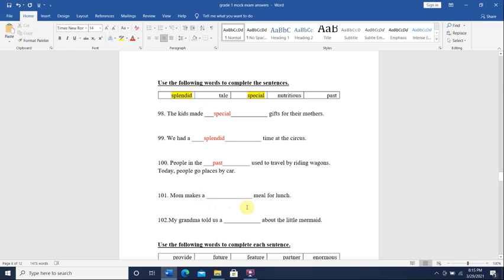Mom makes a blank meal for lunch. Mom makes a nutritious. Okay, in the exam, you will either find a word that suits from the box or a sentence that gives you an idea or clue to choose which one. Okay, my grandma told us a tale, means a story about a little mermaid.